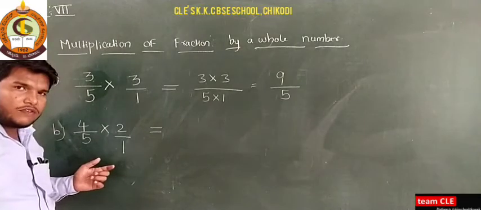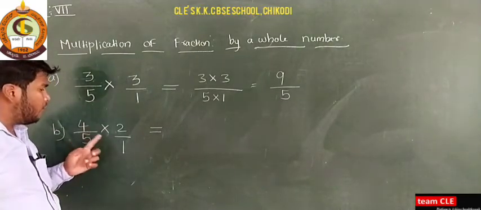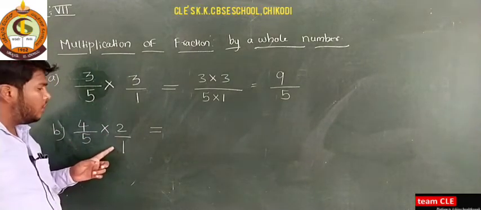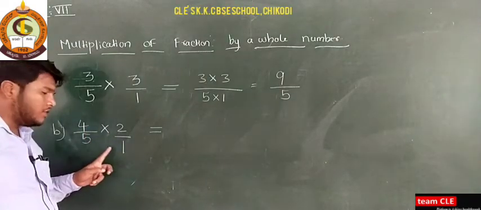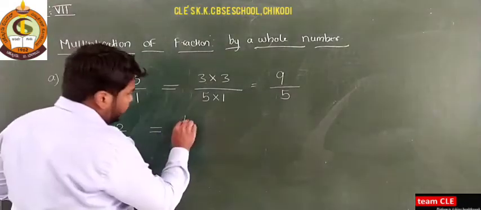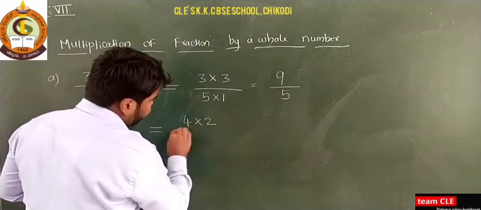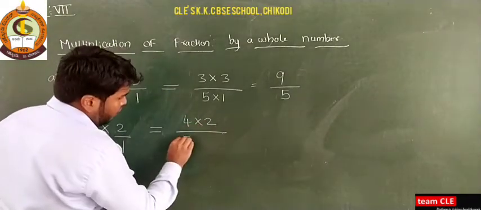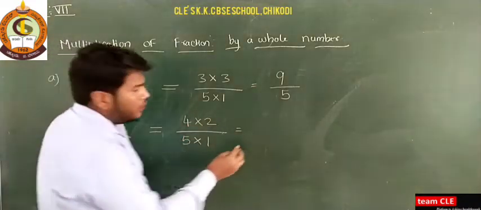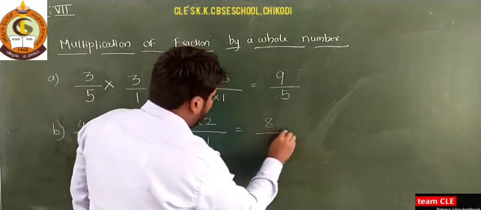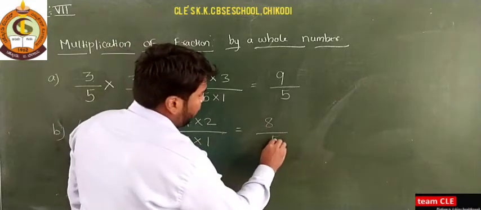Similarly, observe this example: 4 by 5 into 2 by 1. You multiply numerator with numerator and denominator with denominator. So 4 into 2 is 8, and 5 into 1 is 5.